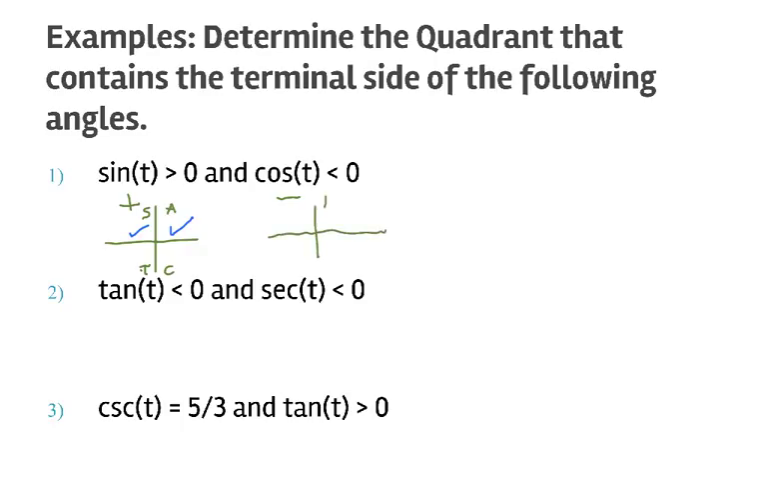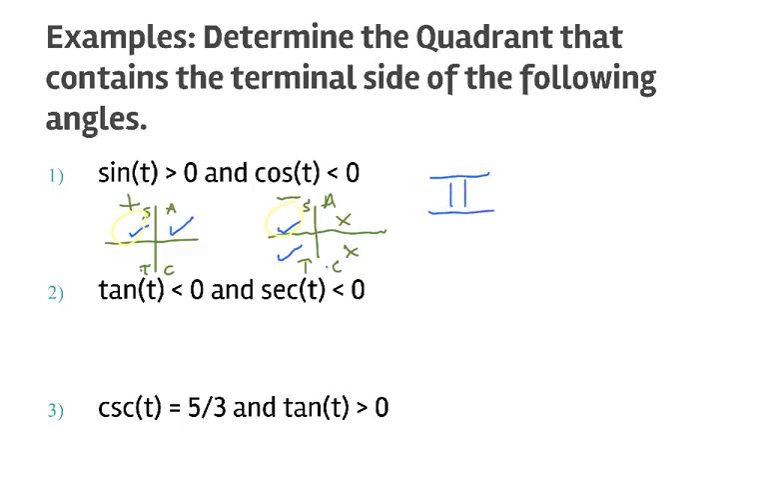Cosine negative means cosine not positive. So cosine is positive in all, so it can't be here. And cosine is also positive in classes, which is quadrant 4. So that means that for the second statement, I'm either in quadrant 2 or 3. As a result, the overlap here is quadrant 2. So looking at this guy, this is where they both are happening. So as a result, we can say that in this first example, the terminal side of my angle, the reference triangle that I'd be drawing, will be falling in quadrant 2.